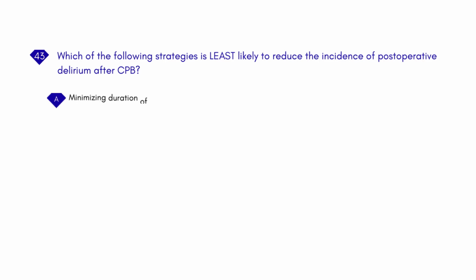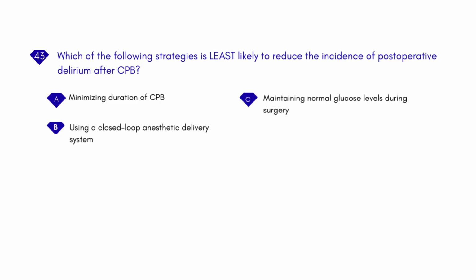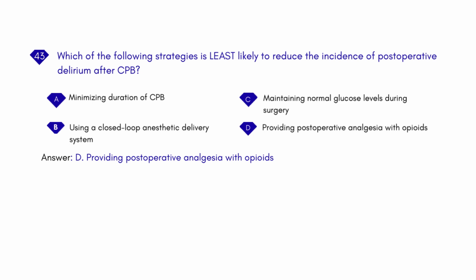Which of the following strategies is least likely to reduce the incidence of postoperative delirium after CPB? A. Minimizing duration of CPB. B. Using a closed-loop anesthetic delivery system. C. Maintaining normal glucose levels during surgery. D. Providing postoperative analgesia with opioids. Answer: D. Providing postoperative analgesia with opioids.